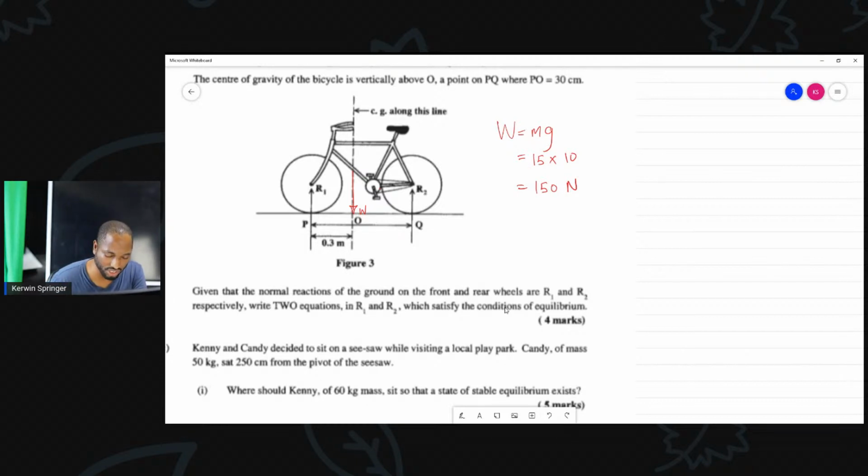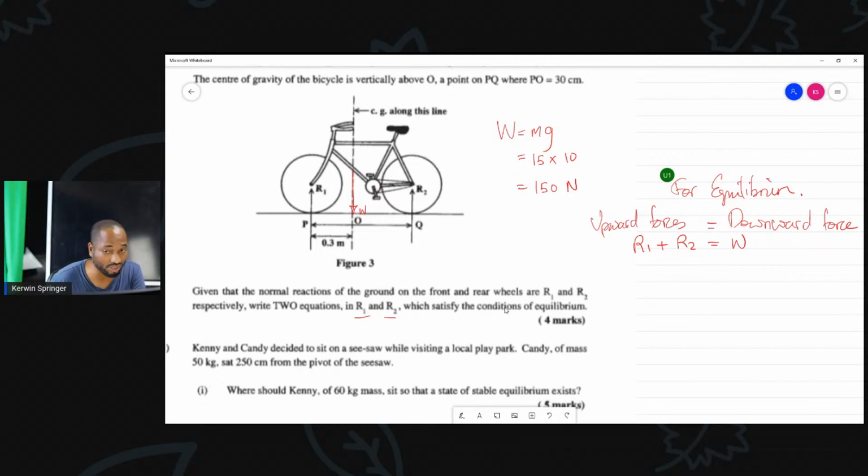So the two equations in R1 and R2: R1 plus R2 is equal to W. This is the one where the upward forces equal the downward forces, one of the conditions for equilibrium. If moments come up, for sure this is going to be one of the things you do. To be more accurate and secure the marks, I would get rid of the W, since they want the equations in terms of R1 and R2. So R1 plus R2 is equal to 150 newtons, and we got W because we worked it out before.